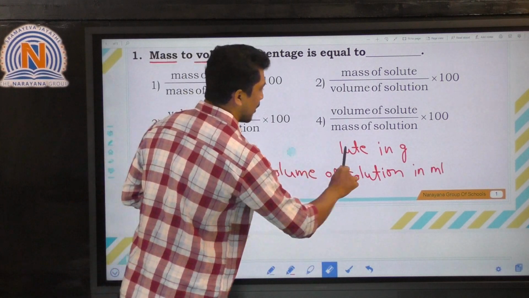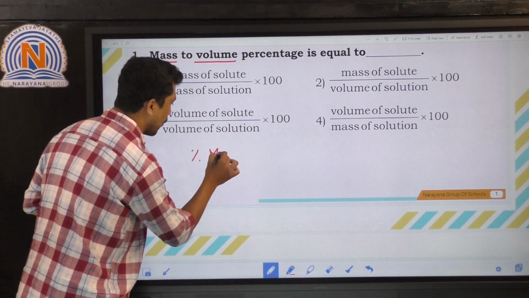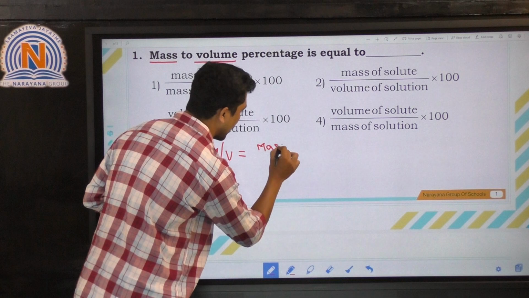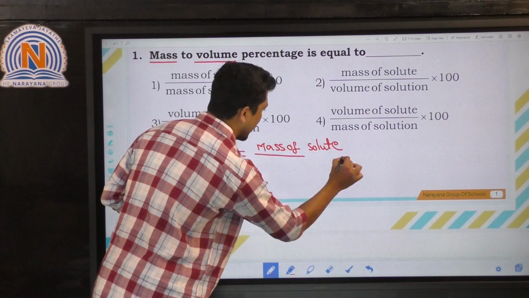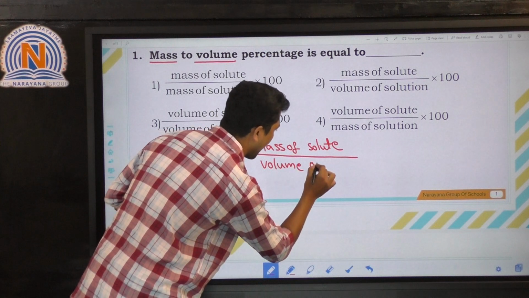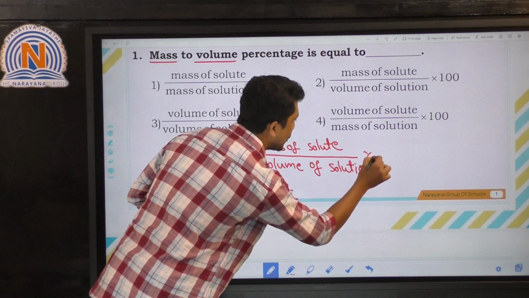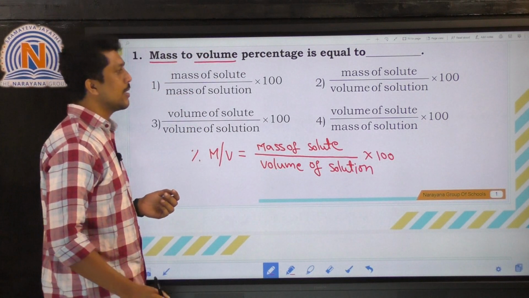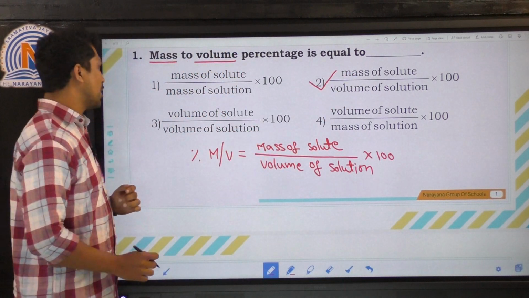Here the formula is: the percentage of mass to volume is equal to mass of solute by volume of solution into 100. So this is the formula for mass to volume percentage. Let's see what is the correct answer. The second option is the correct one. Right? Let's move on to the next question.